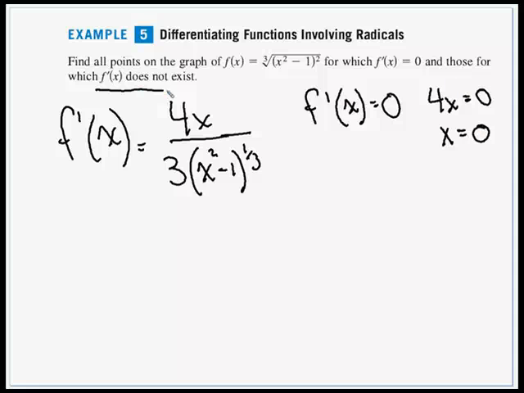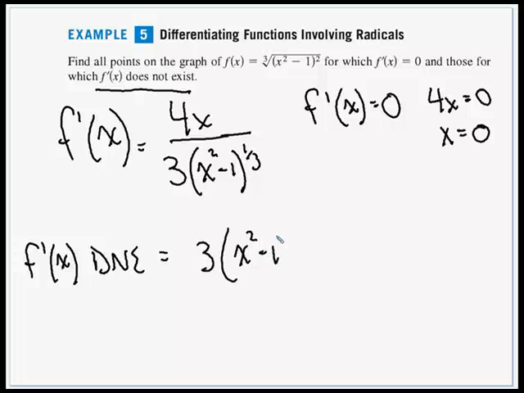Next, they're asking us to find where it does not exist. F prime of x does not exist: what do we need to do to this derivative to get it to not exist? Well, since it's a fraction, we don't want to divide by 0. The derivative does not exist when the denominator is equal to 0. So we have to solve this for x. We can divide both sides by 3, and that 3 will drop off. Let's see, we can raise each side to the third power.